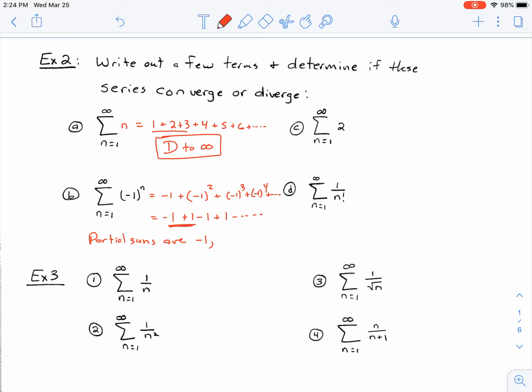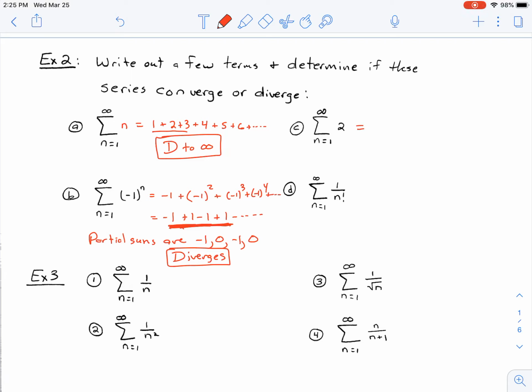The next partial sum is 0. The next one is -1. The next one is 0. We're getting that by adding all these up. So they're not converging to anything. The partial sums are jumping back and forth between 0 and -1. So this diverges. It doesn't diverge to infinity, but it still diverges.